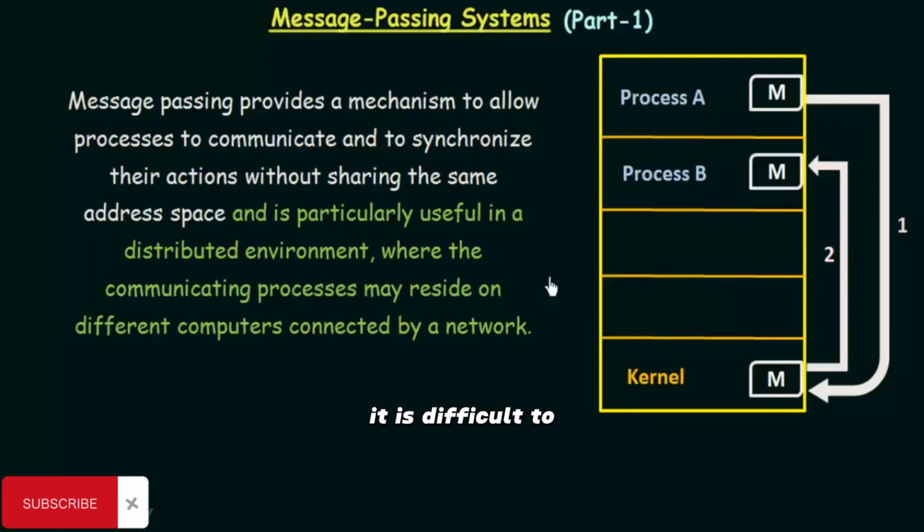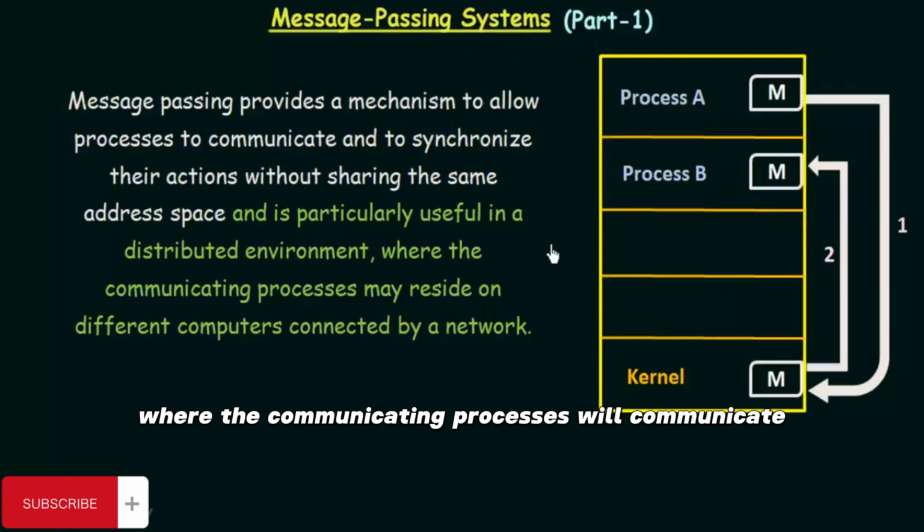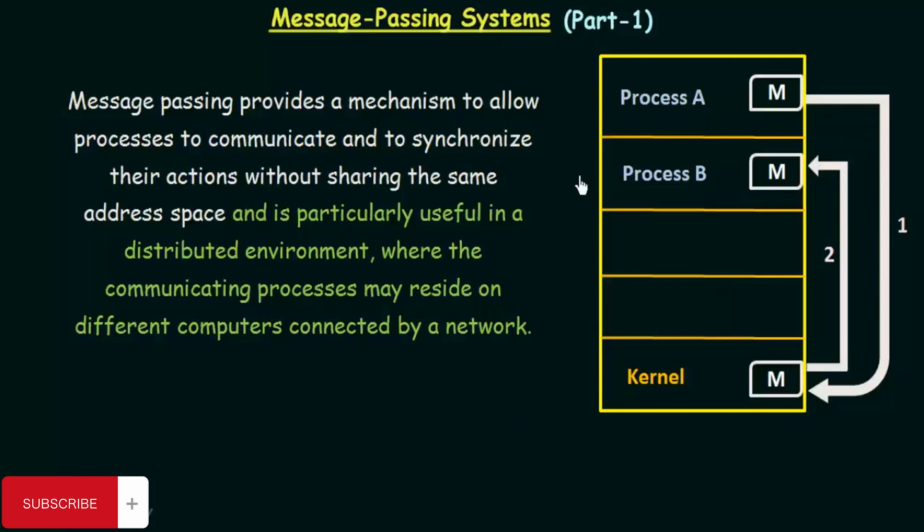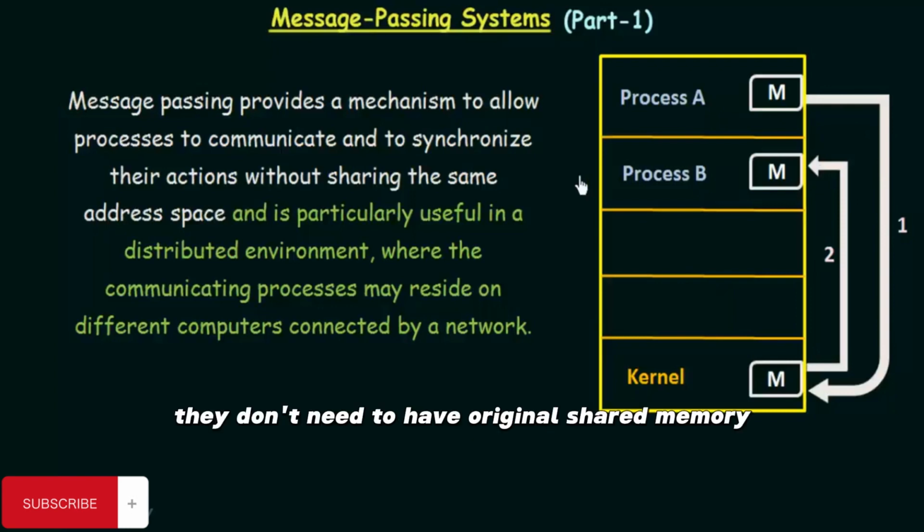So in this scenario, it is difficult to create a region of shared memory that can be accessed by these two processes. In this kind of scenario, a message passing system can be used, where the communicating processes communicate via messages, which will be sent from one process to another process. In this way, they don't need to have a shared memory, but they can send messages to another process, and also receive messages from other processes. So that is how message passing systems work. We'll go into the details of message passing systems, and see what their features are and how this system actually works.